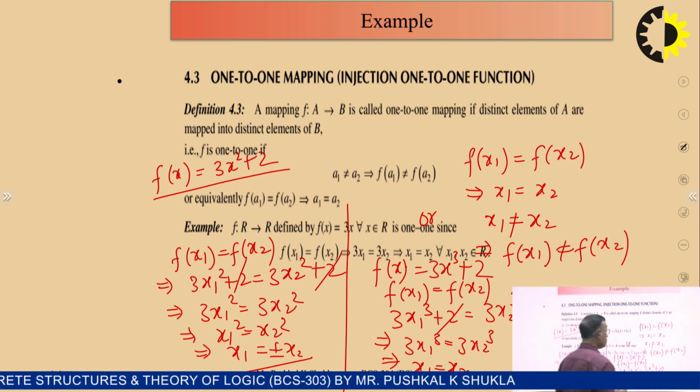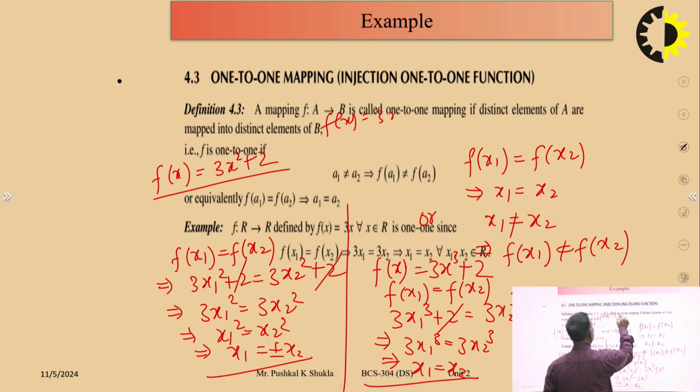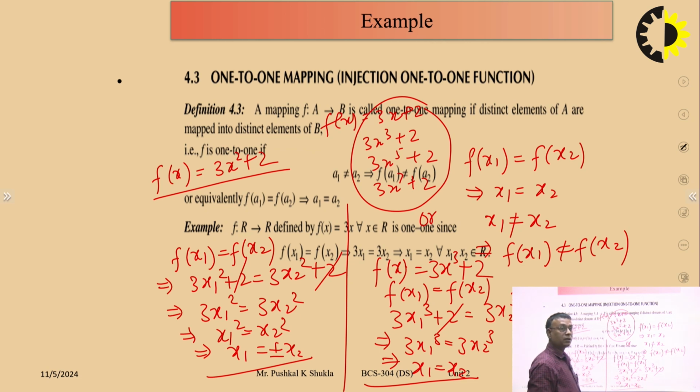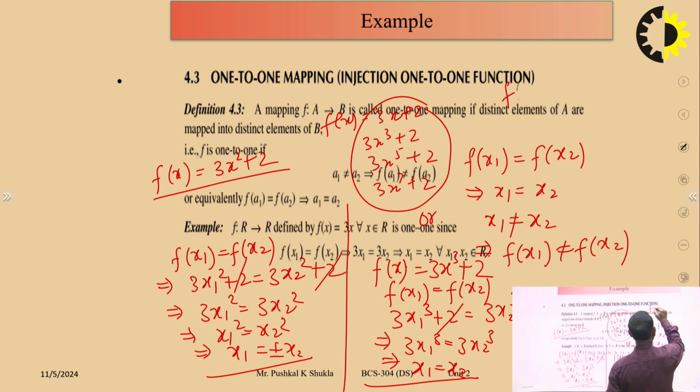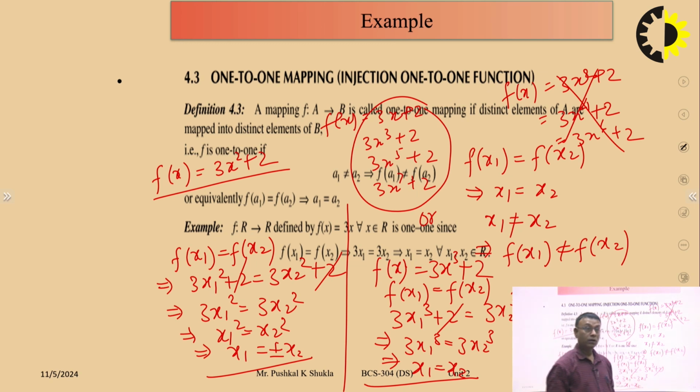So, injective functions are like f(x) equal to 3x plus 2, 3x cube plus 2, 3x to the power 5 plus 2, 3x to the power 7 plus 2. All these are injective functions. If the power of x is even, like f(x) equal to 3x square plus 2, 3x to the power 4 plus 2, 3x to the power 6 plus 2, all this type of function is not an injective function because it will give you x1 equal to plus minus x2. So, the condition is not going to be satisfied here, therefore, it is not an injective function.